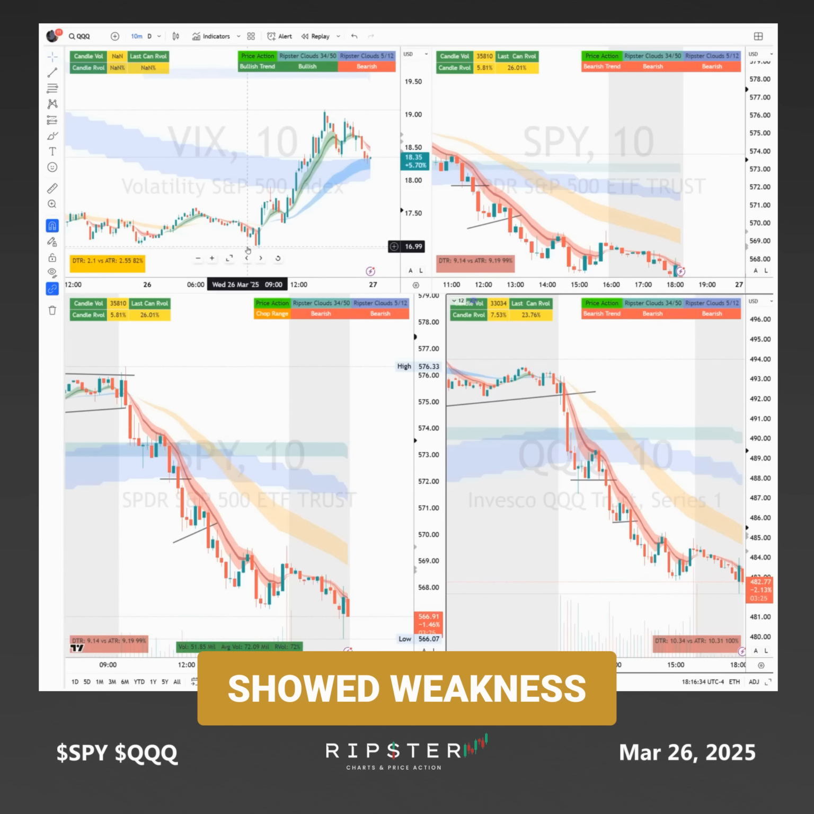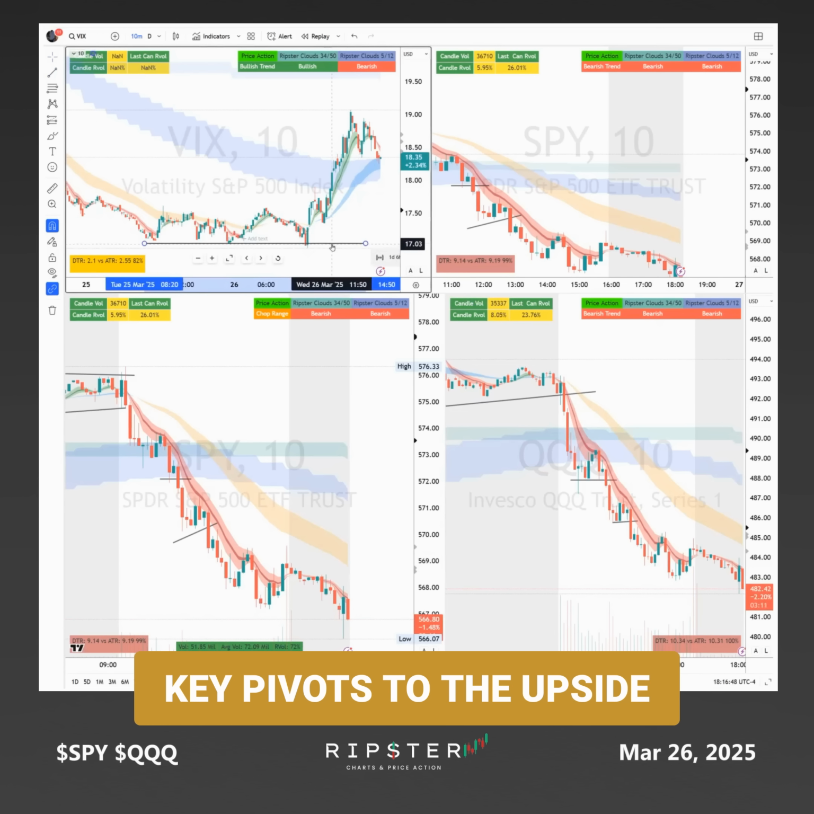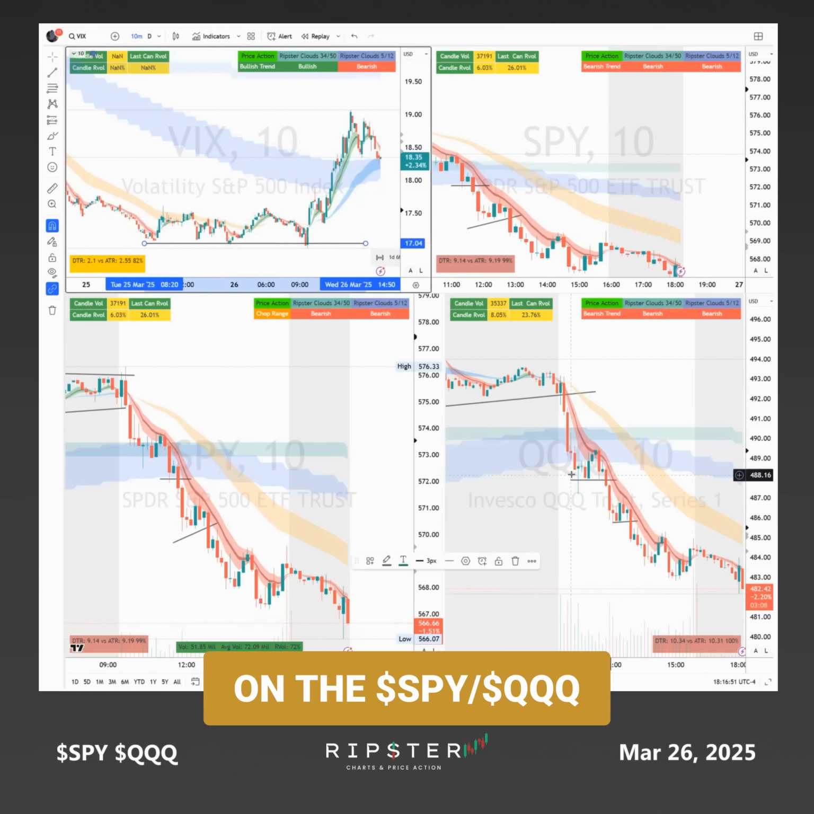So VIX initially showed weakness. Plan was this: if VIX breaks 17, we will be bullish on the market. But if VIX holds 17, then we will short the market. Simple strategy. And as VIX breaks key pivots to the upside, we will short the key pivots to the downside on the SPY, QQQ. Or even if you're trading Nasdaq or S&P futures, you will short it.